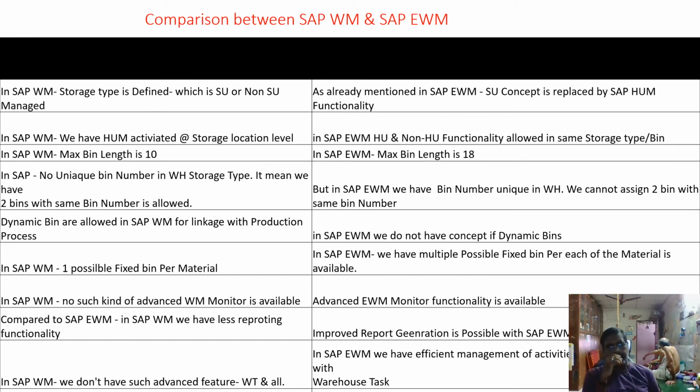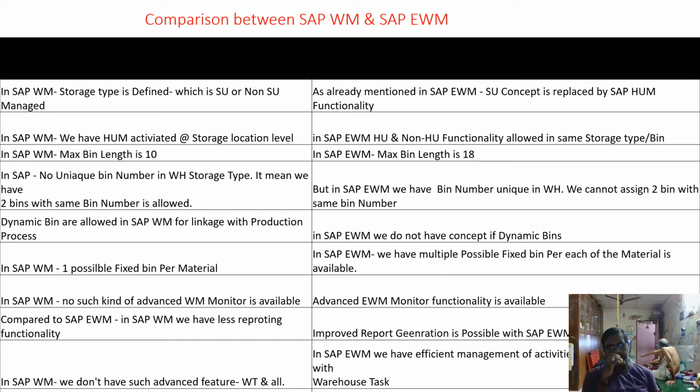In SAP EWM, HU and non-HU functionality is allowed in the same storage type or the same storage bin. That is an important thing. In WM, we cannot handle both; for the same storage type, we cannot have both HU and non-HU. But in EWM, we can. And in SAP WM, the maximum bin length is 10.